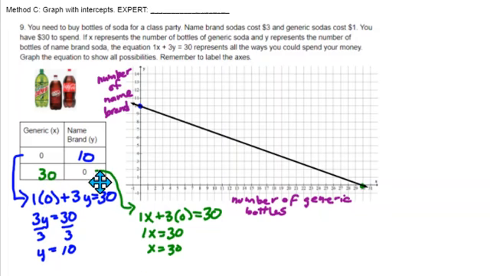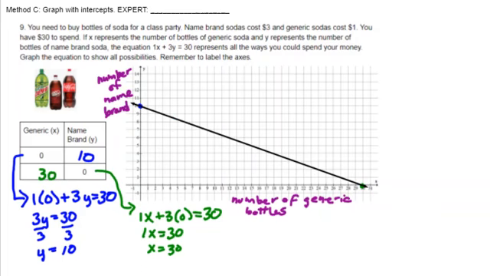Over here, I have 0 for the y this time. So I go back to my equation, 1x plus 3y equals 30, and I substitute 0 for the y. 3 times 0 is 0, so that is gone. I have 1x equals 30, which is the same as x equals 30. And so I put that here. Now my table has 2 points in it. It has (0, 10), so I mark that point. And it has (30, 0), and I mark that point. And I draw the line between the points.